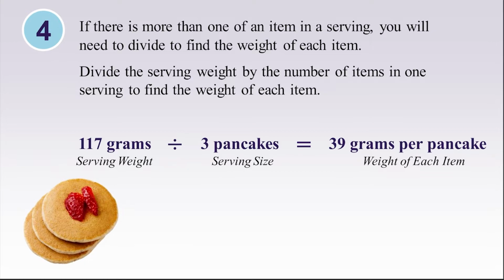Because one serving of bran pea pancakes has 3 pancakes, we know we will need to divide to find out the weight of one pancake. We know from step 3 that one serving weighs 117 grams. We also know that there are 3 pancakes in one serving. So we divide 117 by 3 to find the weight of one pancake. When we do, we find that one bran pea pancake weighs 39 grams.